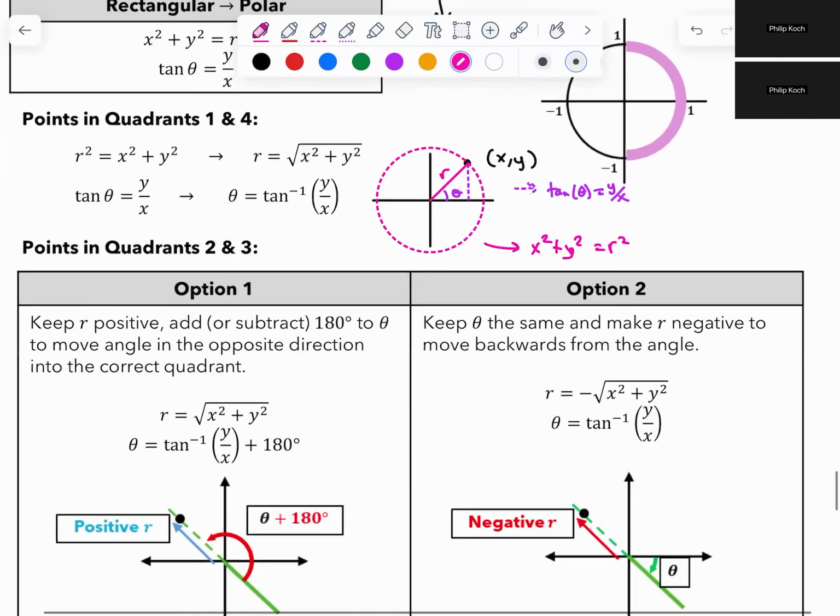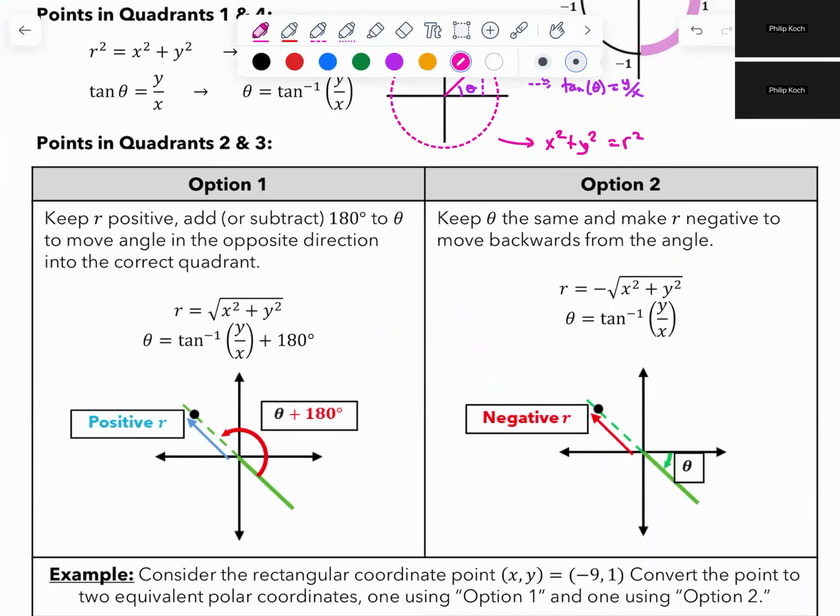If you're in the second or third, you can do it in a myriad of ways, just like we did with these other ones. You can either keep r positive and then subtract or add 180 degrees or 2 pi to move the angle in the opposite direction, or you could keep the theta the same and make r the negative version of it, because that would push you into the correct quadrant, in the opposite direction. So those are the two ways you can do it.